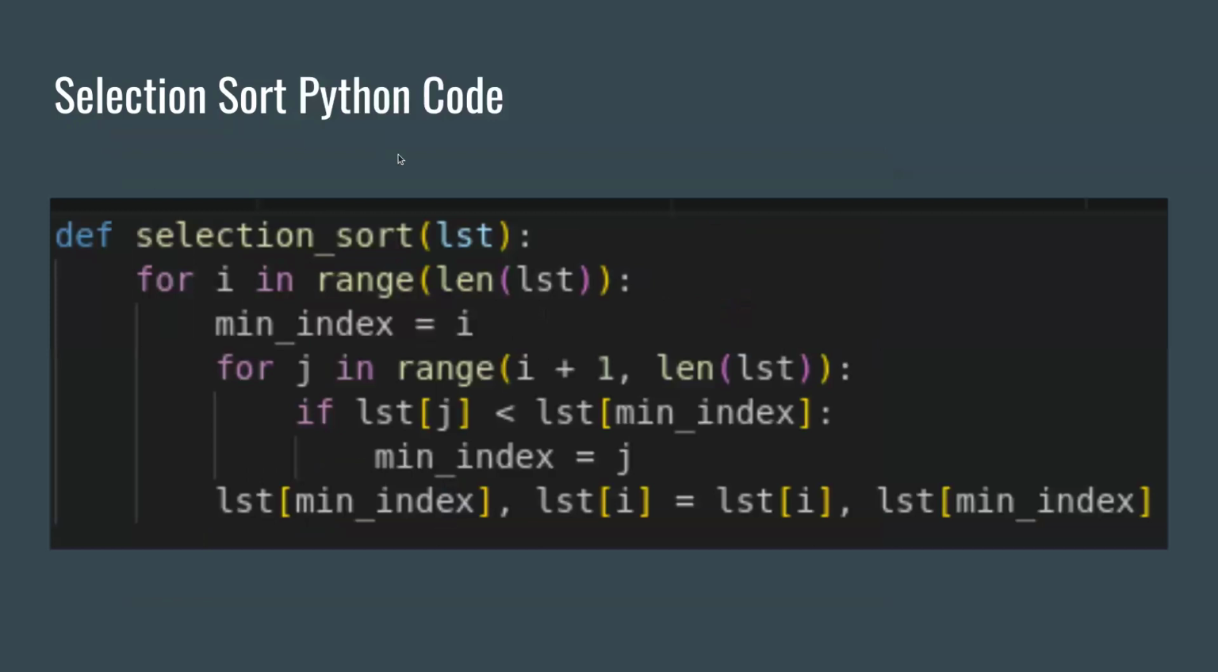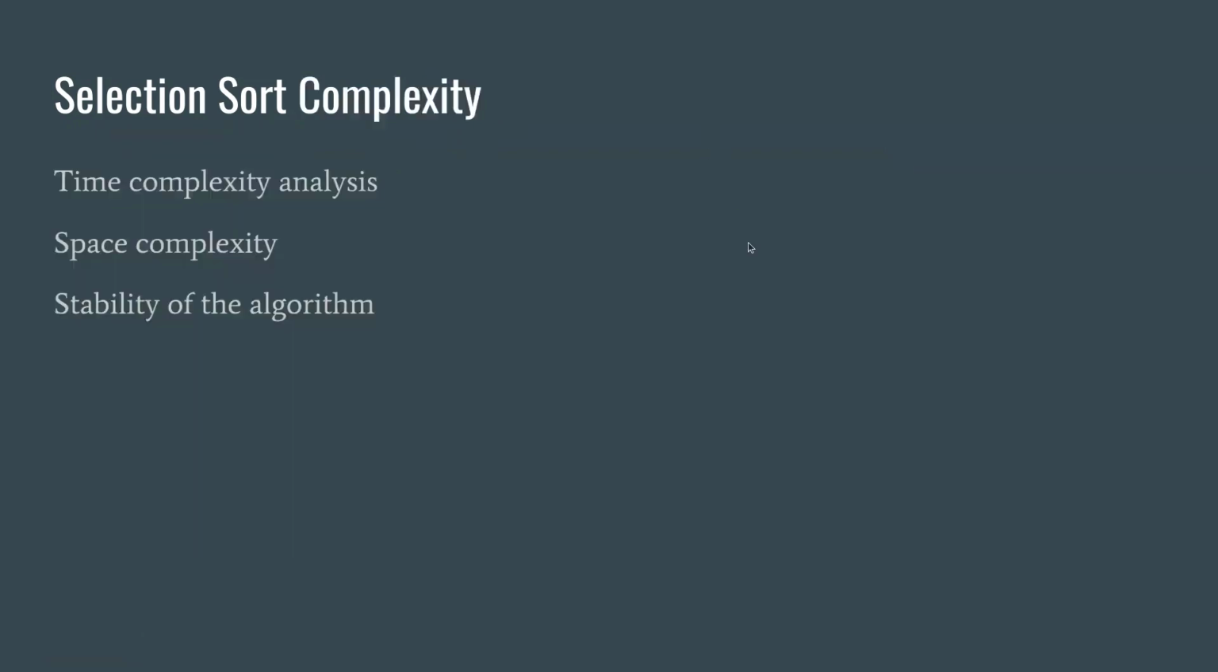So similarly, you would do the same with Python, but the syntax is a little different. So you will use range, and then set minimum index to i, and similarly you'll have another for loop. And one really good thing about Python is you can swap elements in one line.